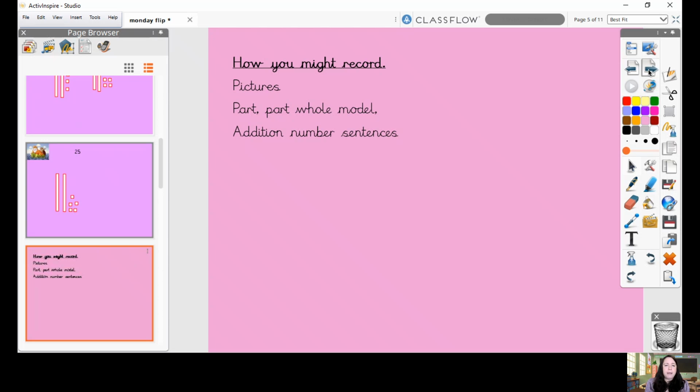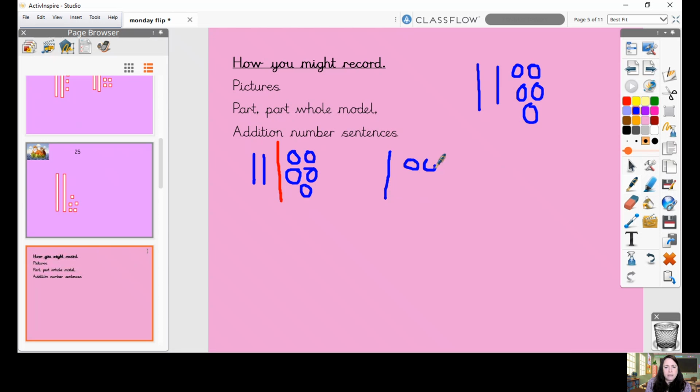So you might want to record today using pictures, which would be absolutely fine. So say we're thinking about 25, you could show that as 20 over here and 5 over here. If you want to make it really obvious, you could put a line down the middle, and then you might want to show me a different way. So this time I'm going to go 12 there and 13 there. I've still got 10, 23, 24, 25. I'm going to split it that way now.